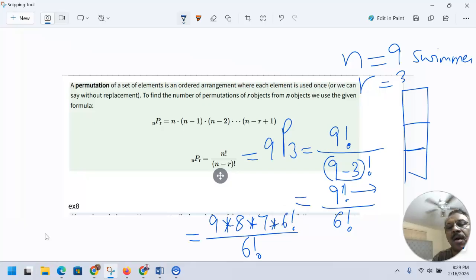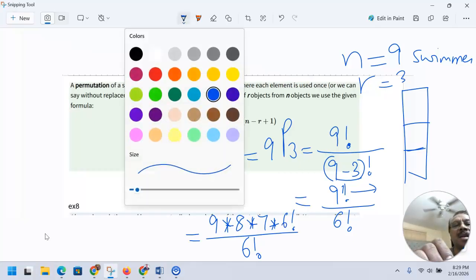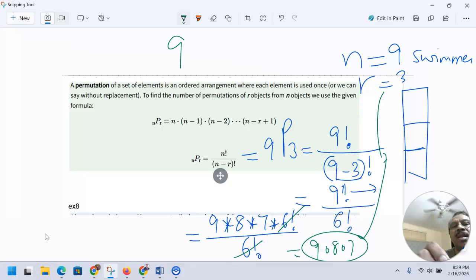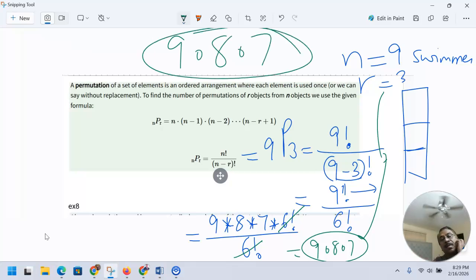So you can go on reducing, and eventually you see there's a 6 factorial in the numerator and the denominator. So this and this cross out. See, they are the same. What are you left with? 9, 8, and 7. Is it not the same thing we did earlier also? Earlier we did 9 times 8 times 7. So this is how you do this manually.